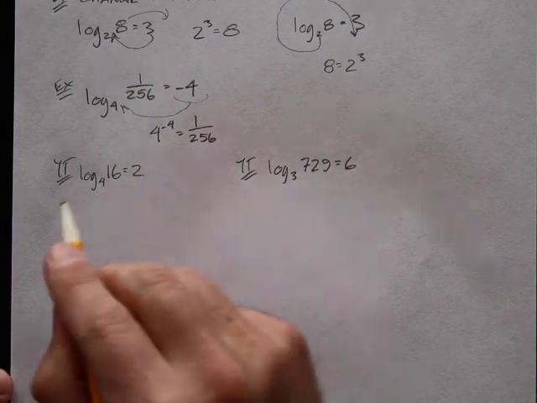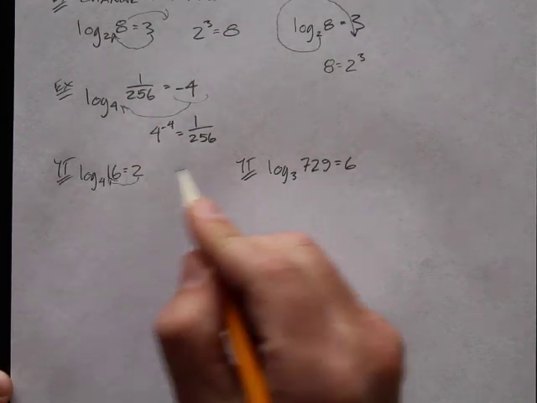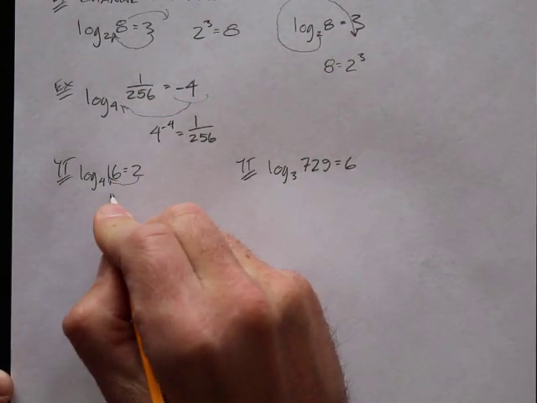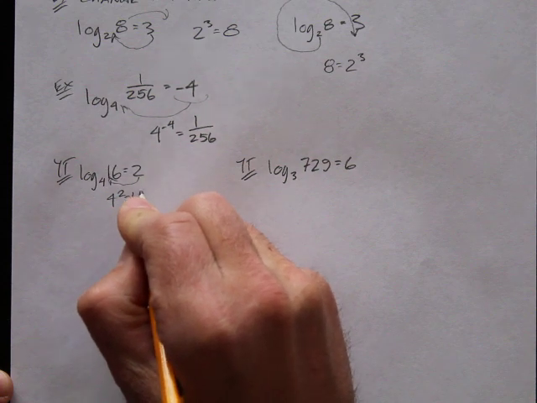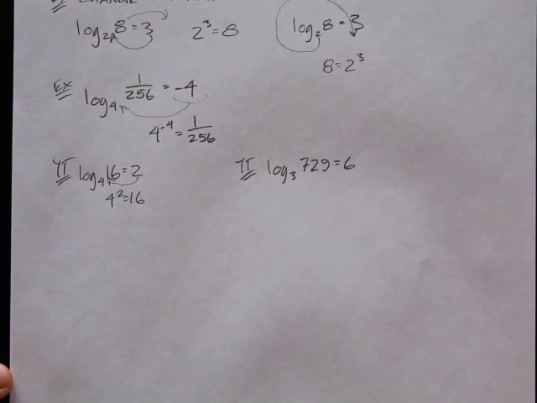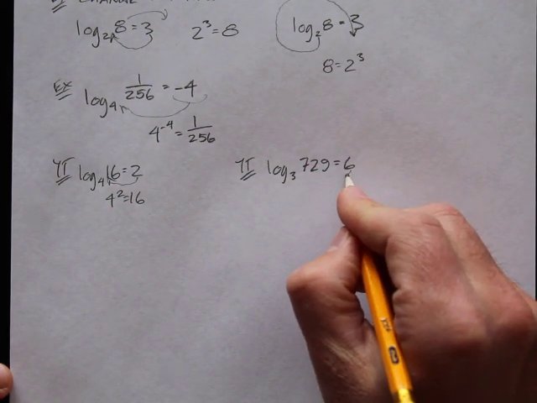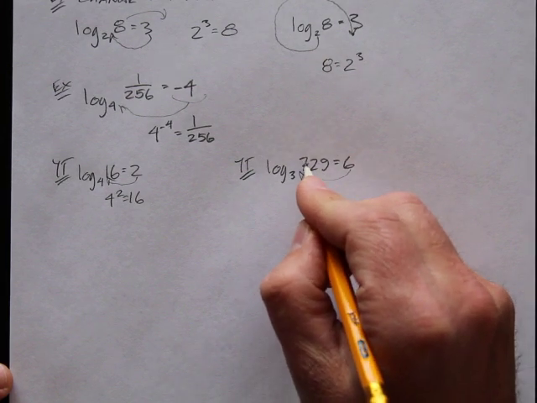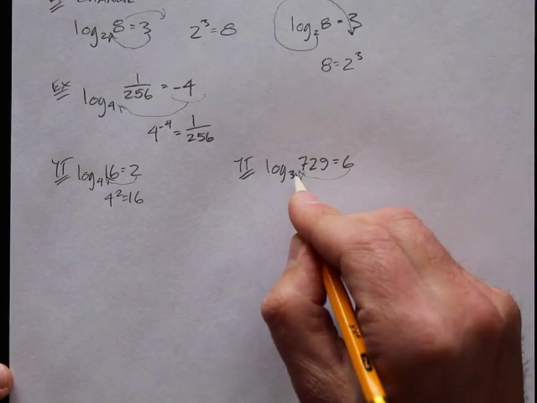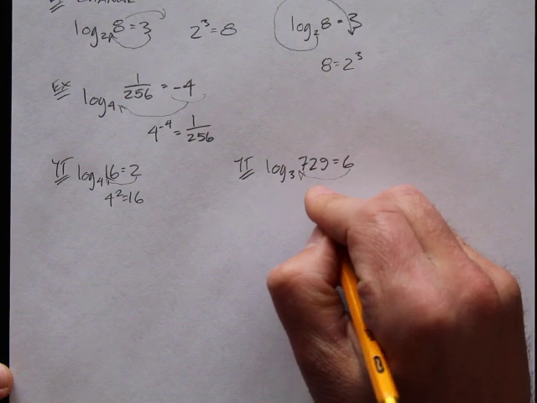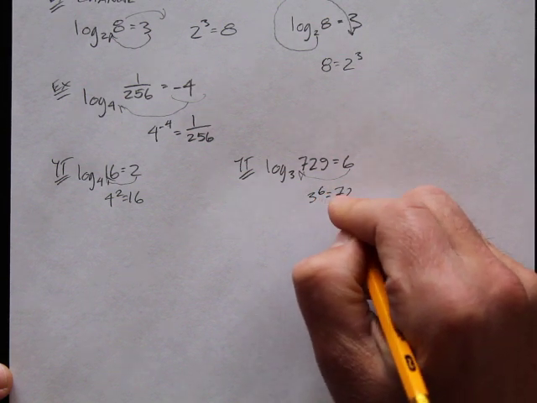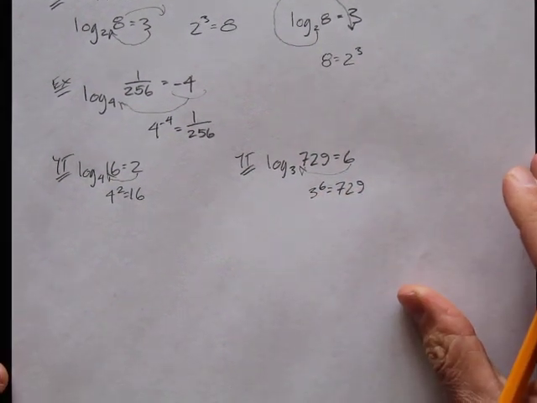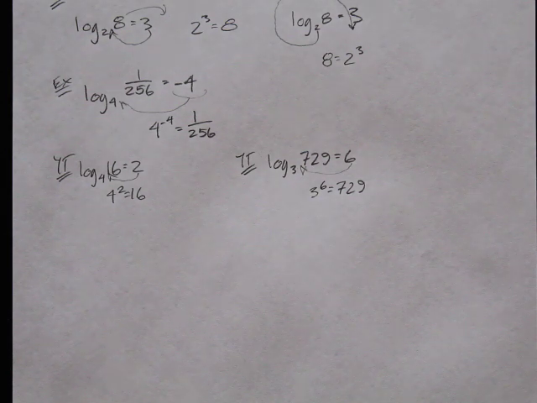All right. So I take this 2, boom, jam it up in there. 16 falls out the other side. 4 squared equals 16. That's true, right? 4 squared equals 16. Take the 6, boom, jam it up inside here between the 3 and the 729. We end up with 3 to the 6th power equals 729. And that's the way it goes. That's the way to do that.